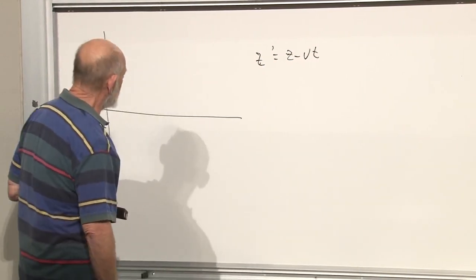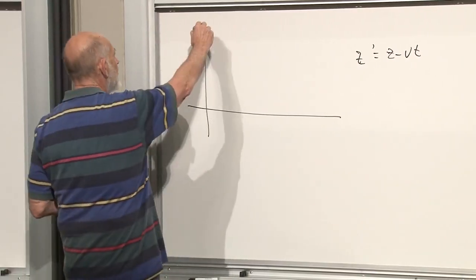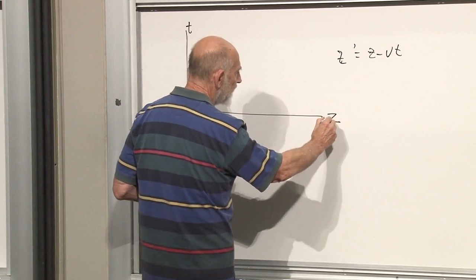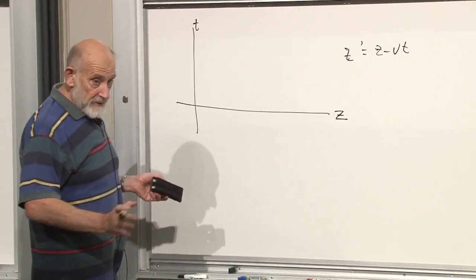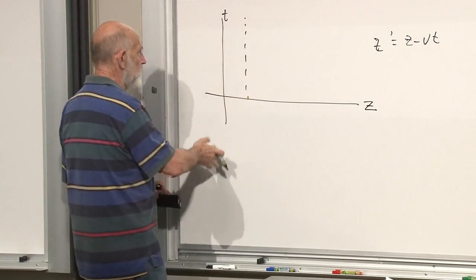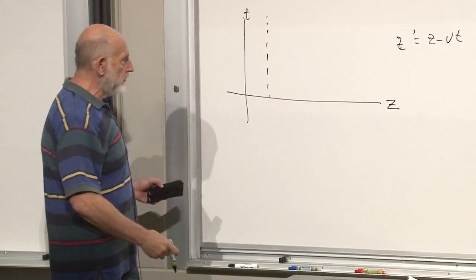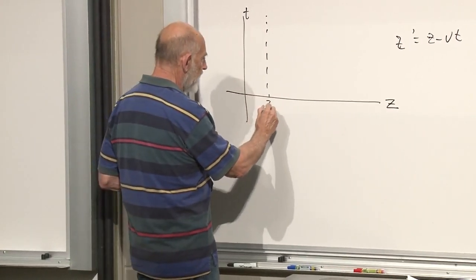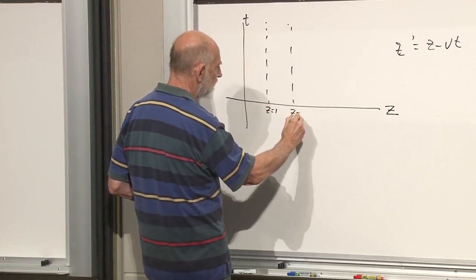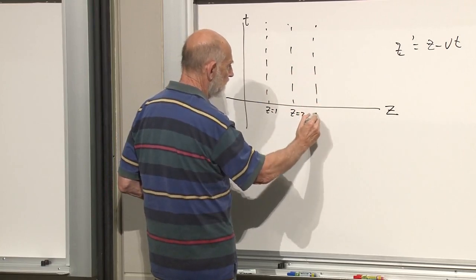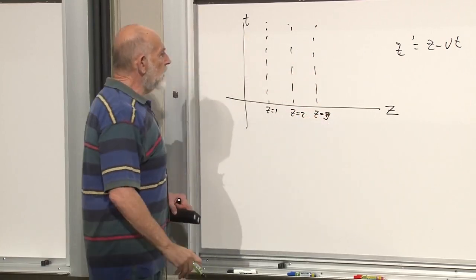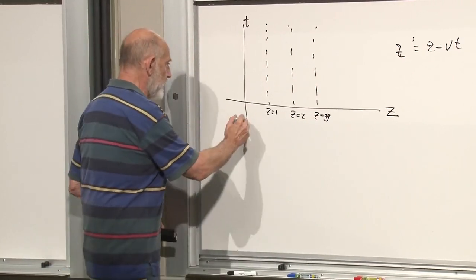All right, here is, vertically I plot time, horizontally I plot z, and that's z, not z prime. And let's put in some guidelines. Here's, of course, the vertical axis is z equals 0. Here's z equals 1. Here's z equals 2, and so forth. Here's z equals 3.